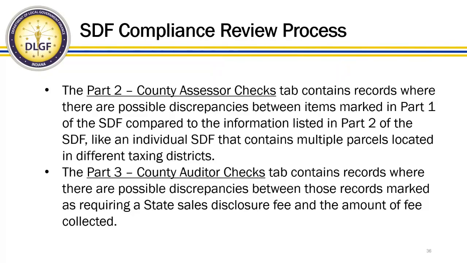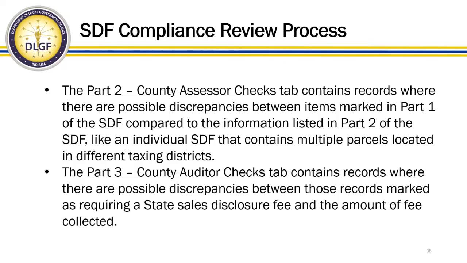Now, the two new tabs that may potentially show up on your issues workbook, and they're new for this upcoming review process, I should say. One of them is the Part 2 County Assessors Checks tab. So this is a tab that will list possible discrepancies between items that are marked in Part 1 of this SDF compared to the information listed in Part 2 of the SDF.